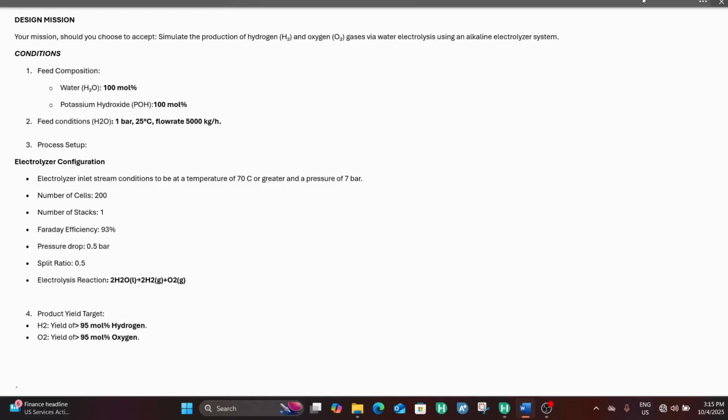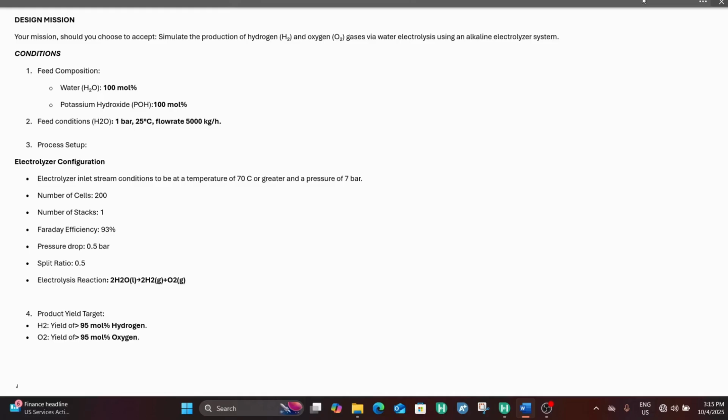Feed conditions for our water include 1 bar, or equivalent to 1 atmospheric pressure, 1 atm, and a flow rate of 5,000 kilogram per hour. That's mass flow rate. For the process setup of the electrolyzer configuration, we have the electrolyzer inlet stream conditions to be at a temperature of 70 Celsius or greater and a pressure of 7 bar. That's the stream going inside the electrolyzer, the inlet.